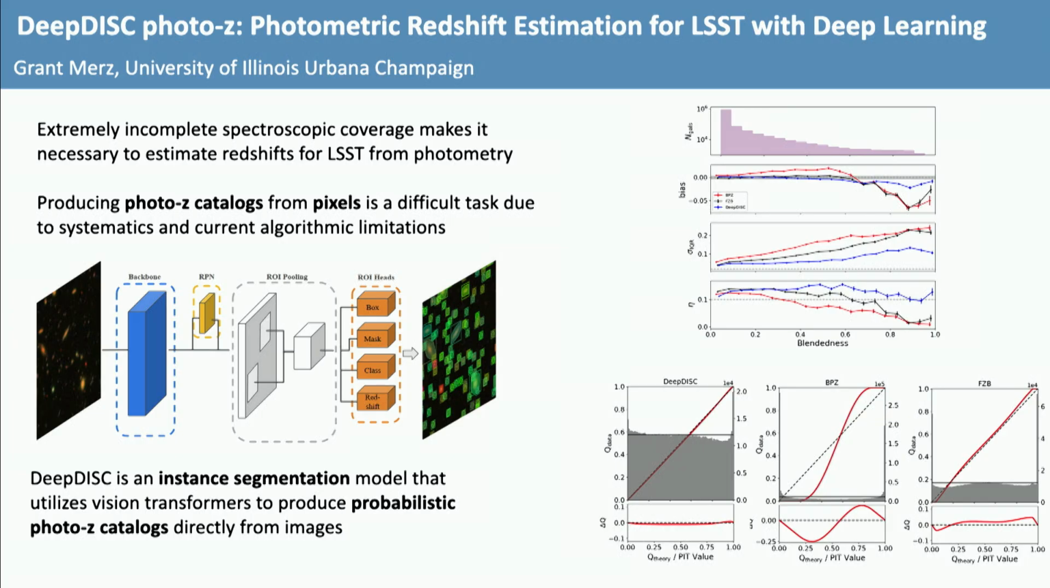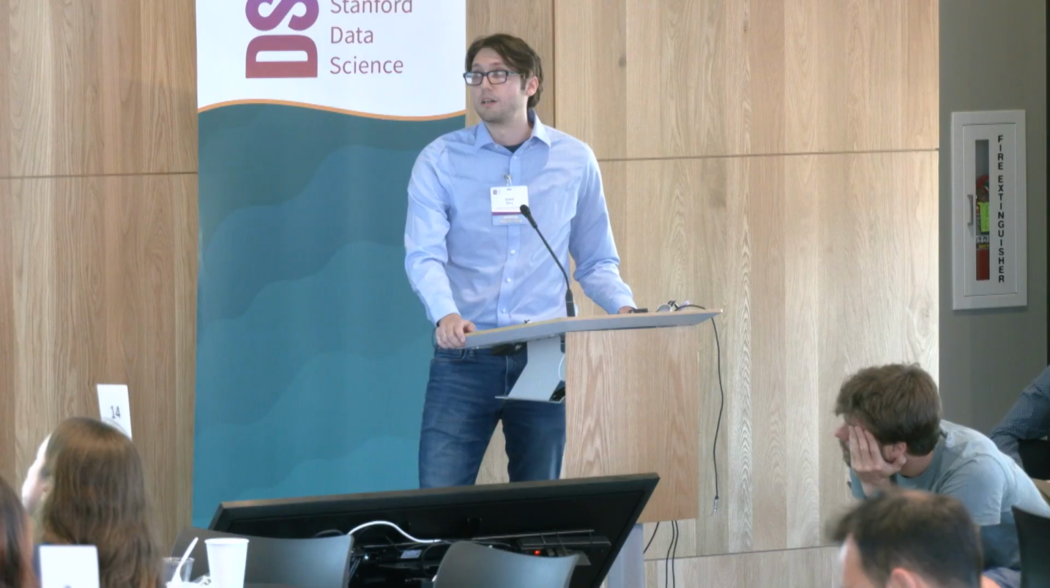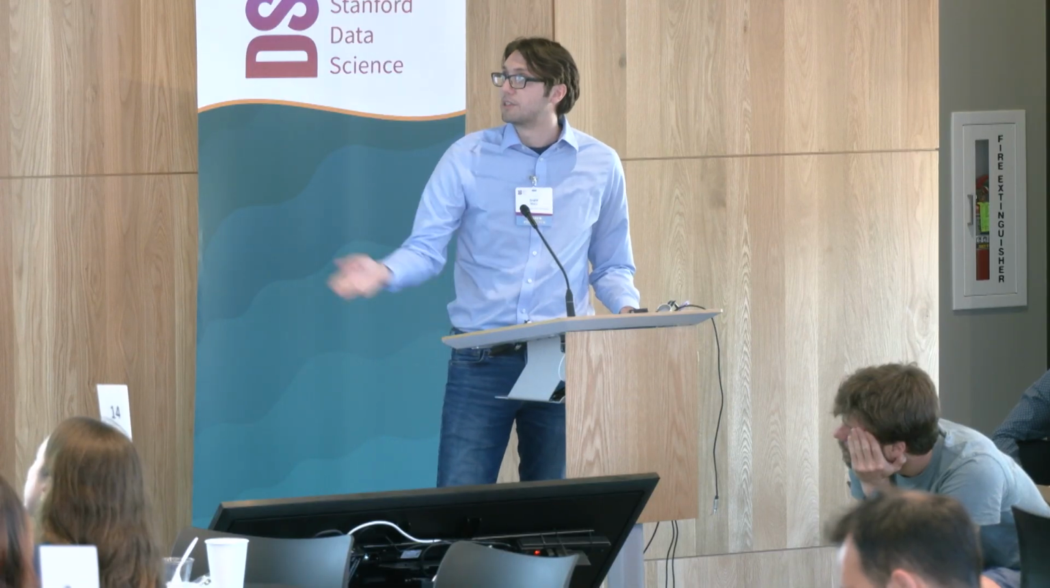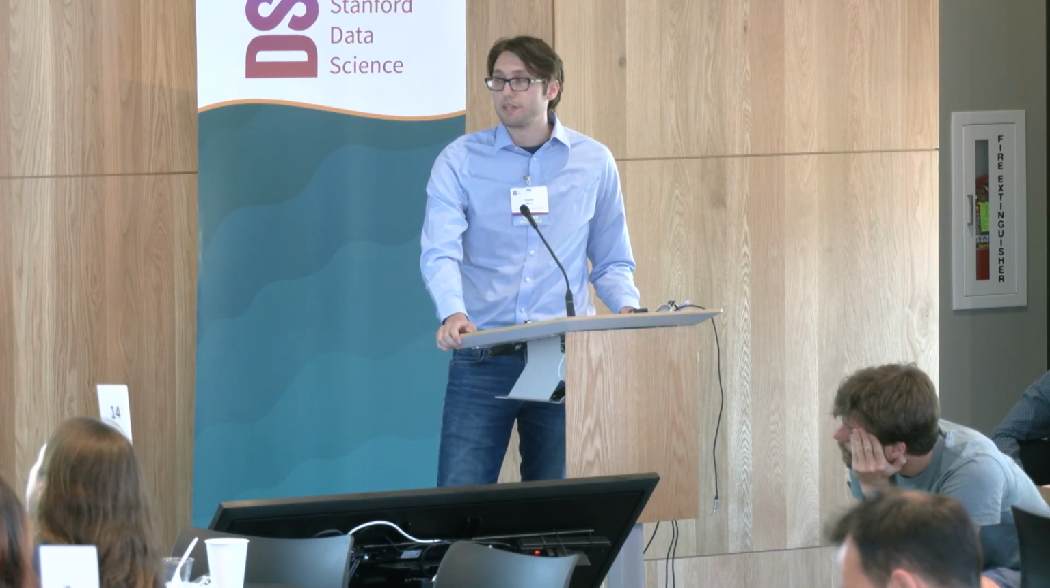There's been an increase in focus on image-based methods, which go straight to the pixel level and use something like a convolutional neural network. In this study we use a vision transformer-based network to learn that mapping from pixel space directly to an object's redshift. We did a comparison study using simulated LSST data, comparing our network, DeepDISC, to different photometric redshift estimation methods.